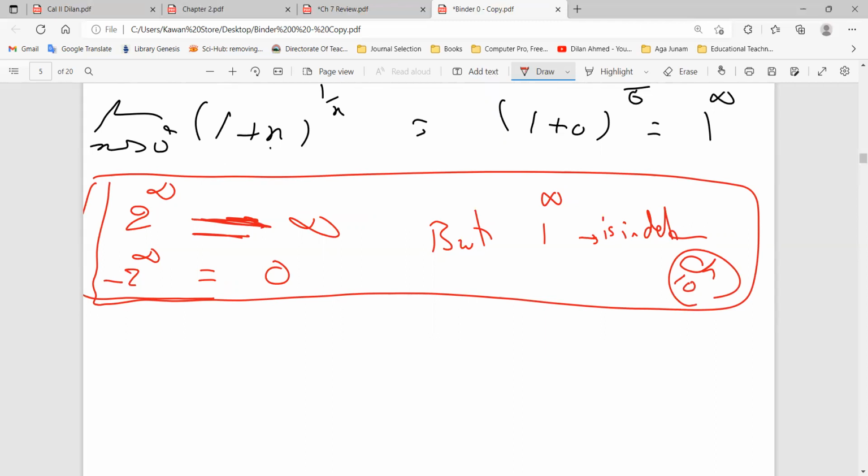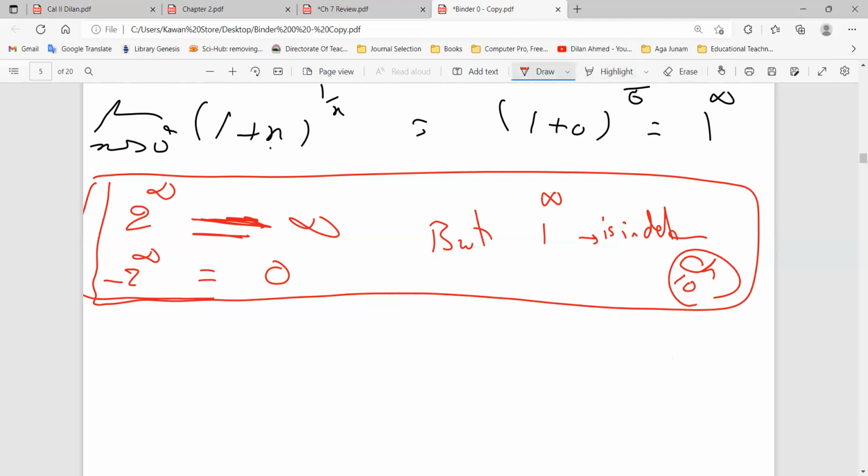Okay, a number to the power infinity is going to be infinity. 3 to the power infinity, like that. 3 to the power infinity is infinity. Of course, we will get infinity. But 2 to the power minus infinity, sorry, minus 2 also is going to be 0. That one is not correct.